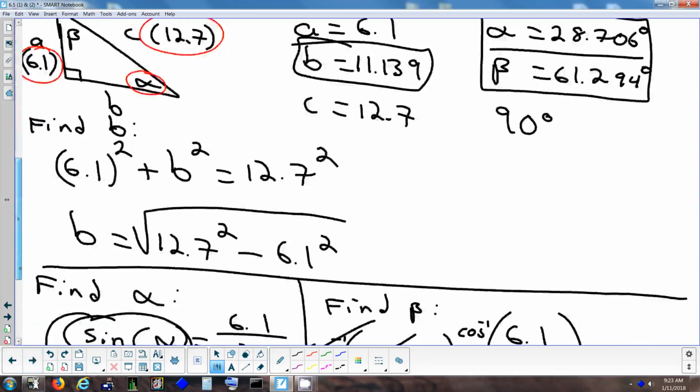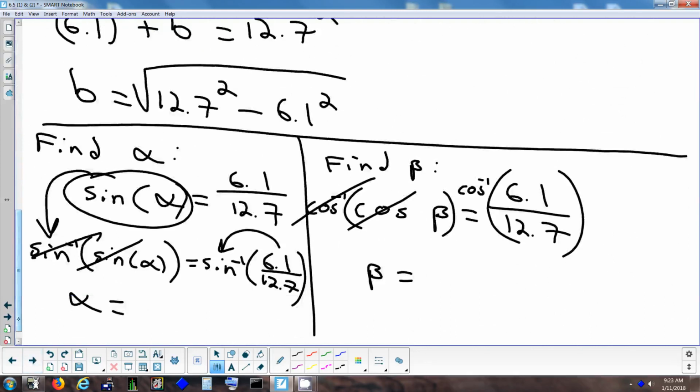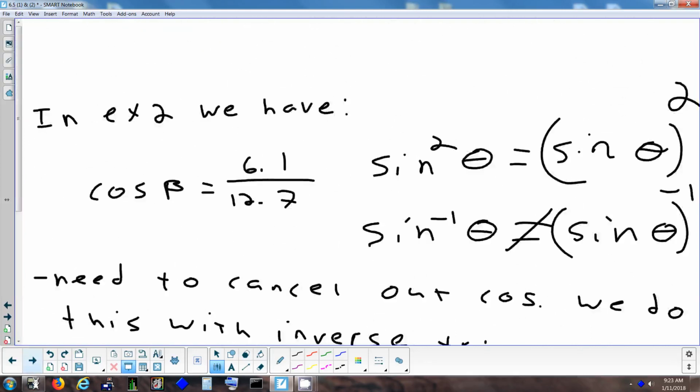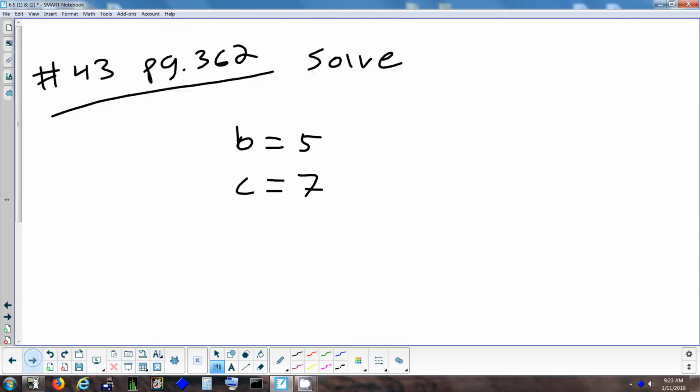Anyone need to see another one of this type, where you have a side and a side? Okay, so the three calculations you'd have to do here: Pythagorean Theorem, that would give you A, and then use inverse trig to get alpha, and then use inverse trig again to get beta.